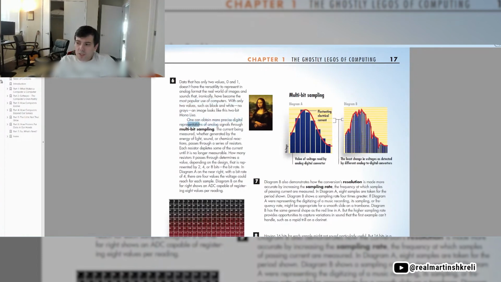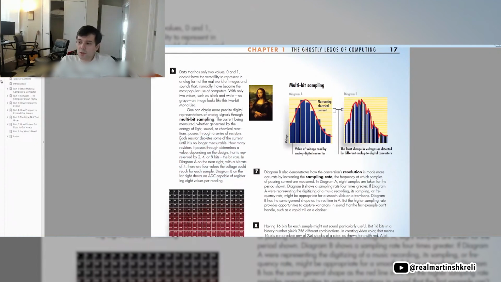One can obtain more precise digital representations of analog signals through multi-bit sampling. The current being measured, whether generated by energy of light, sound, or chemical reactions, passes through a series of resistors. Each resistor depletes some of the current until it's no longer measurable. How many resistors it passes through determines a value, depending on the design, that is represented by 2 bits, 4, or 8 bits, the bit rate.